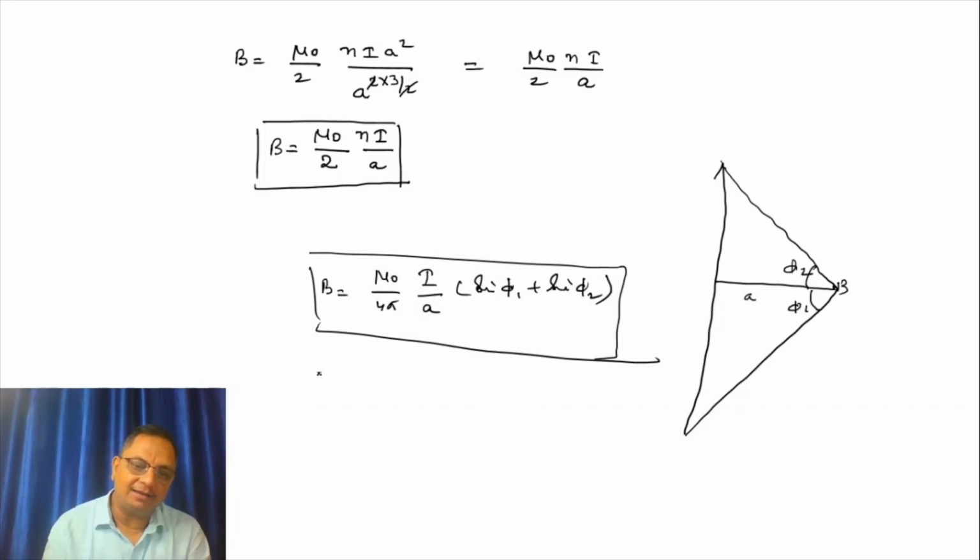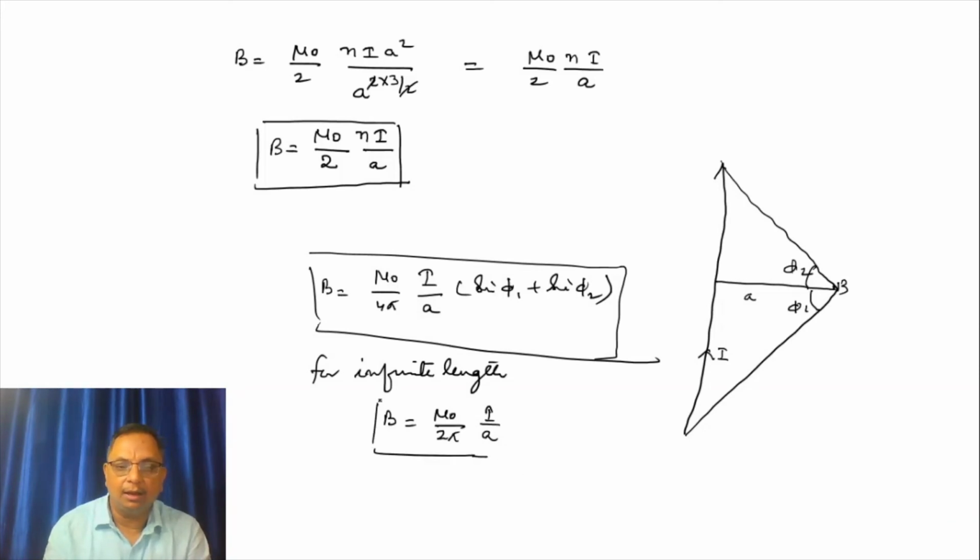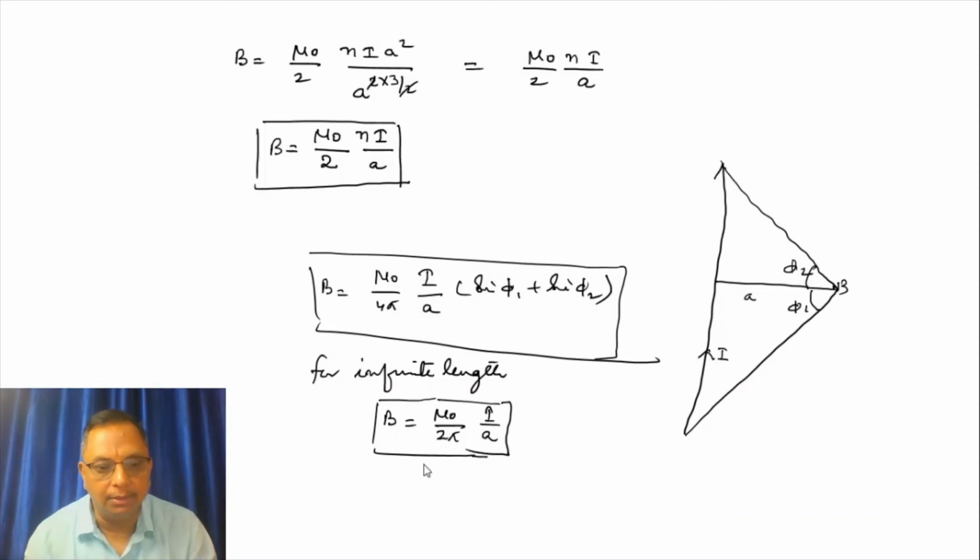For a wire of infinite length, meaning a current-carrying straight wire of infinite length, B is equal to mu 0 over 2 pi I over A. How will it be obtained? We will use a different way, solving with another rule, that I will give you in my next video.